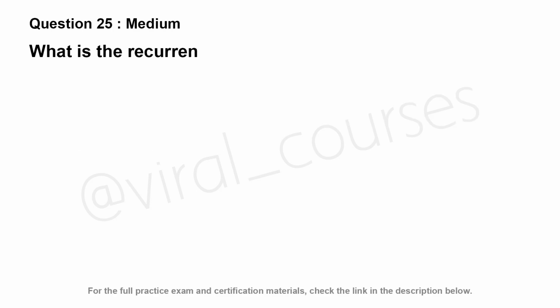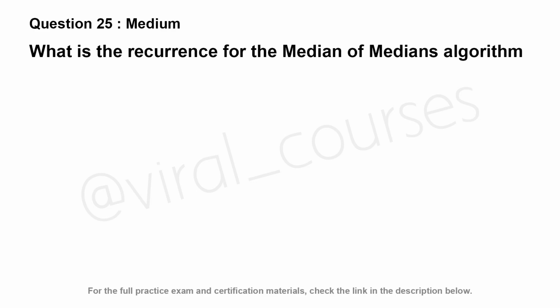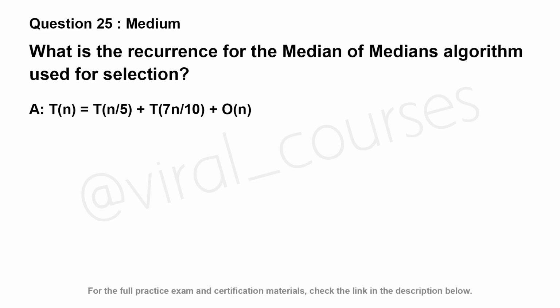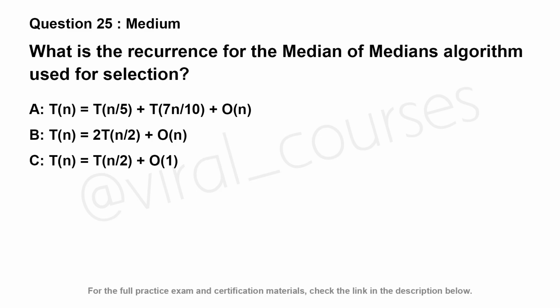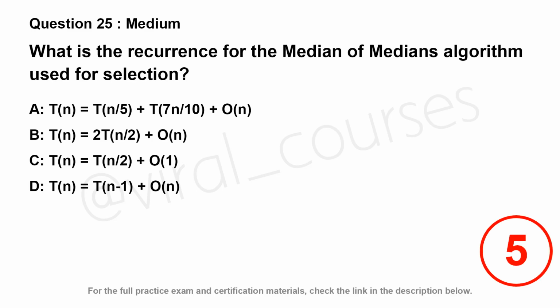What is the recurrence for the median of medians algorithm used for selection? Option A, T(n) equals T(n/5) plus T(7n/10) plus O(n). Option B, T(n) equals 2T(n/2) plus O(n). Option C, T(n) equals T(n/2) plus O(1). Option D, T(n) equals T(n-1) plus O(n).